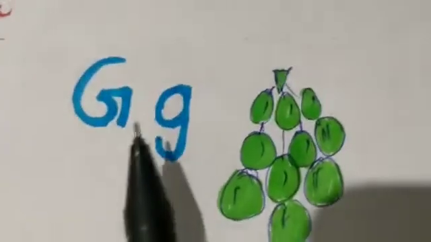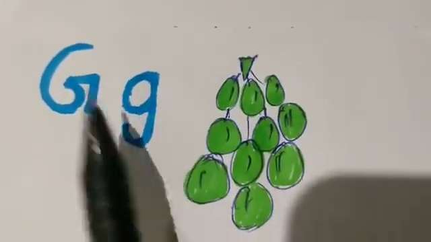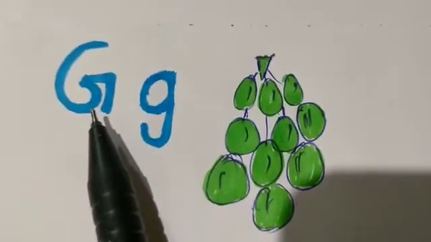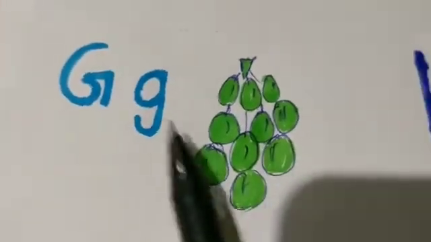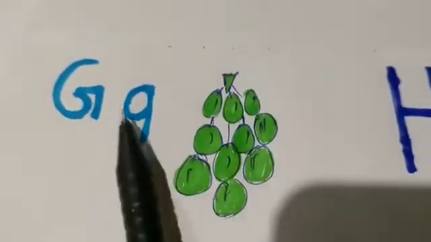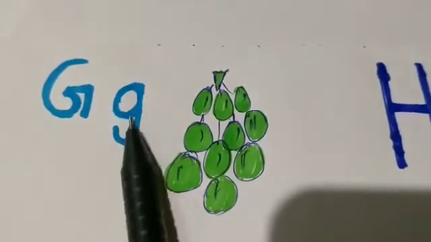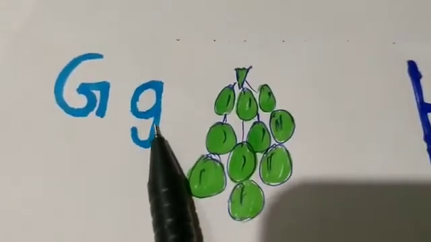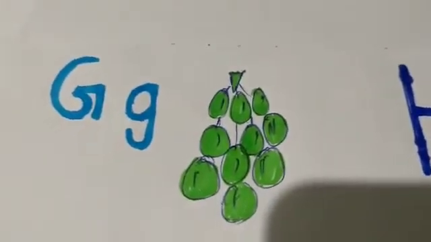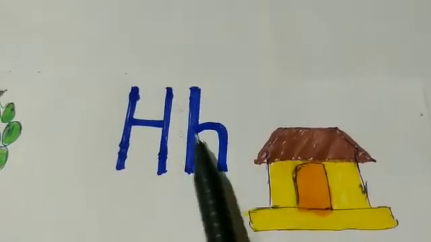So today we are going to learn small g. I have already taught how to write capital G. Today we are going to learn how to write small g. G for grapes. G for grapes. Small g. And the next we are going to learn today is small h.